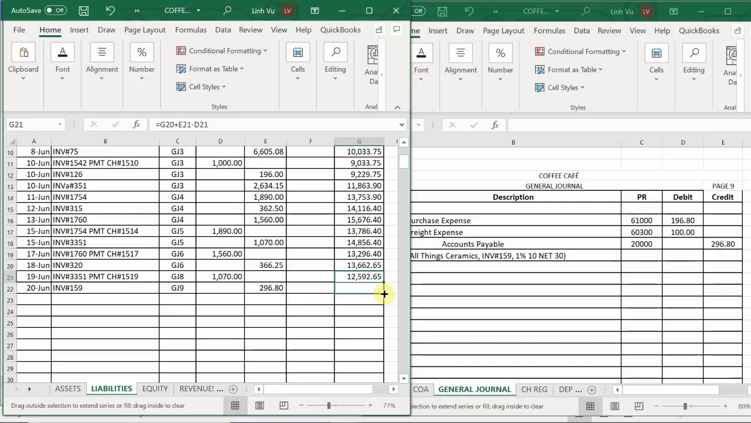I got 862.45. Oh goodness. Did I put that wrong number in? Let me see. Did you put 269? Because it's 296. Okay, so let's try that one more time. Aha, I did. Okay. So 12,889.45. Good.